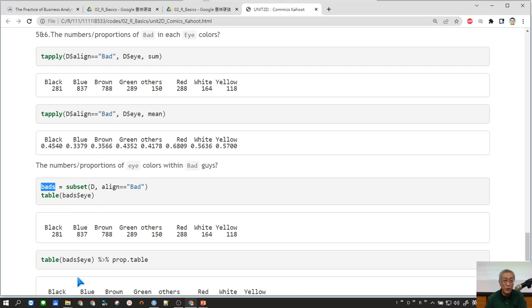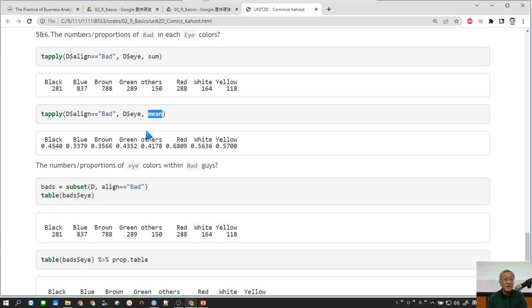Because there's always 37 blue-eyed bad guys. They are always 37 blue color bad guys. The numbers should be the same. If you are using the count, the order of this categorical variable does not matter, right? However, if we are talking about proportion, it'll be different.